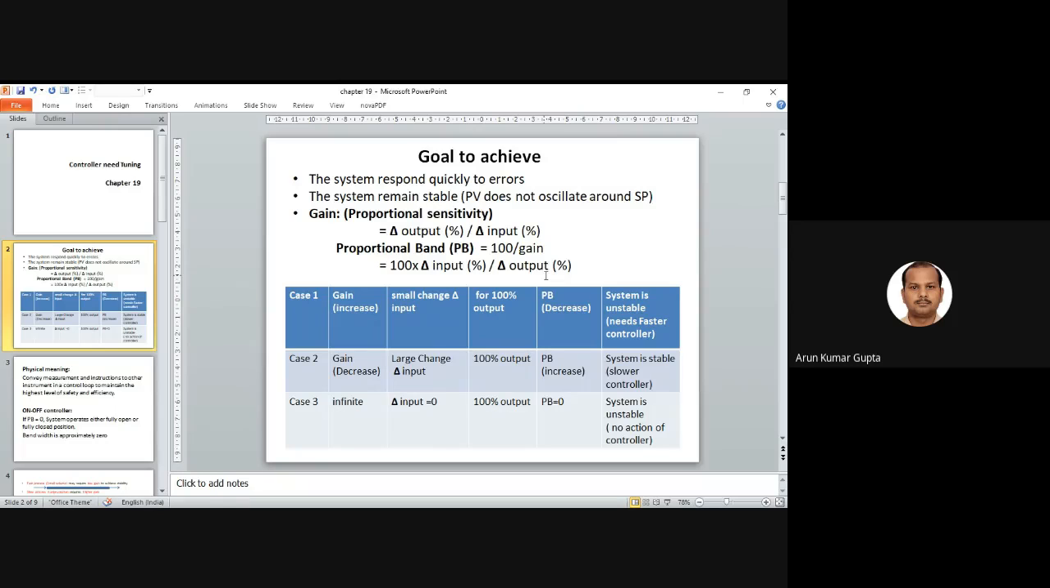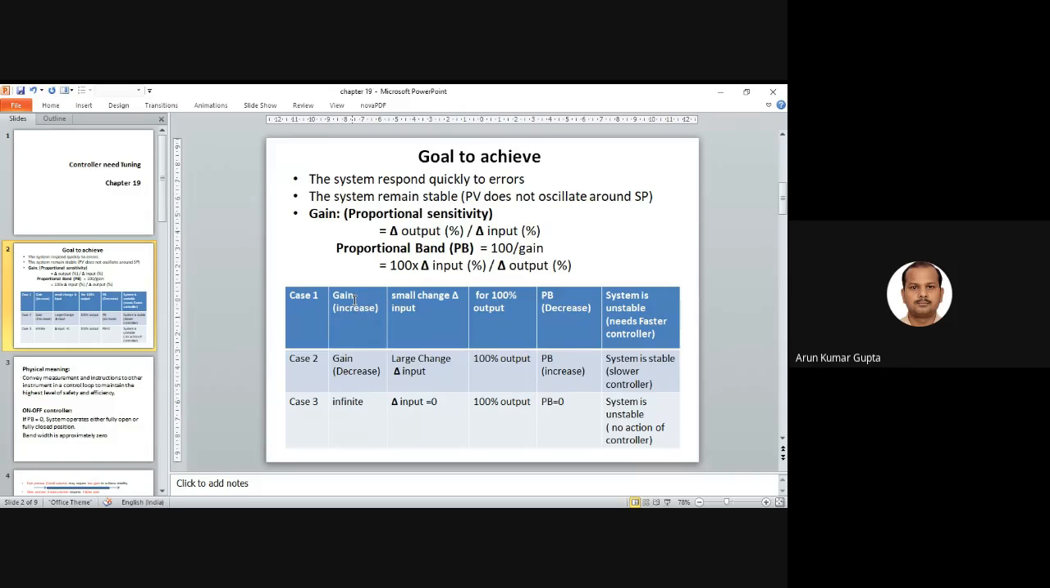So band means when you just substitute the gain value. So this is 100 times change in input divided by change in output. Right. Proportional band is a very important terminology in control, because it is very useful from the tuning point of view. So here I made one table. One table corresponds to, you can say, three cases.